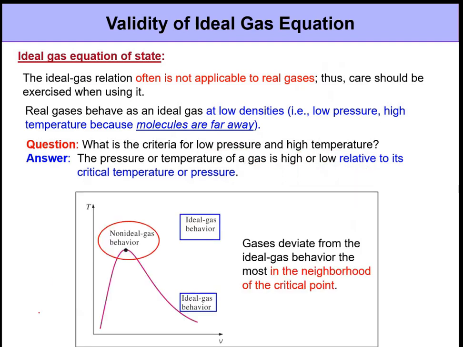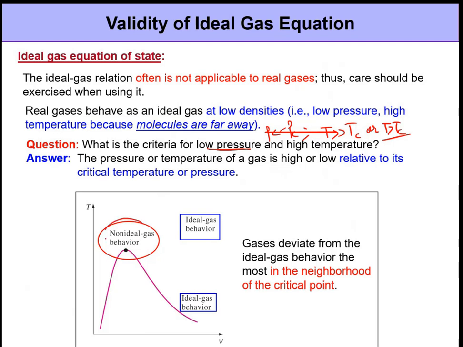Now, basically the idea is that when you're at a condition where the pressure is low with respect to Pc, so P should be smaller than Pc, and the temperature is greater than Tc, or simply greater, it does not have to be much greater. When the pressure is smaller than the critical pressure and the temperature is greater than Tc, then the gas will behave like an ideal gas.